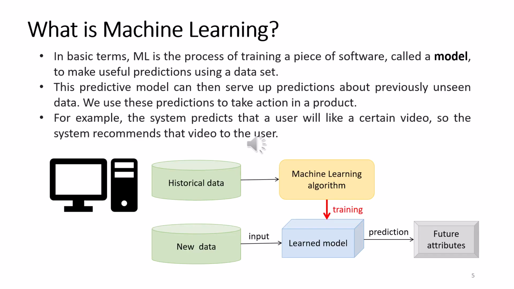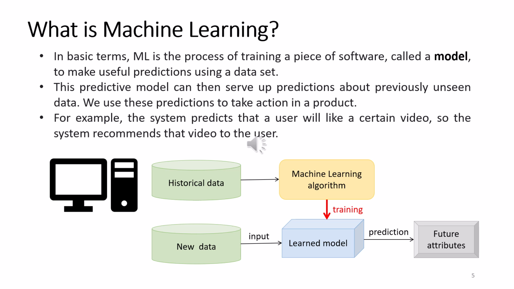In simple terms, ML is the process of training a piece of software called a model. It is used to make some useful predictions using a data set. This predictive model can then serve up predictions about previously unseen data, and we use these predictions to take actions in the product. For example, the system can predict that a user will like a certain video so that the system can recommend that video to the user. That's how recommendation systems work.